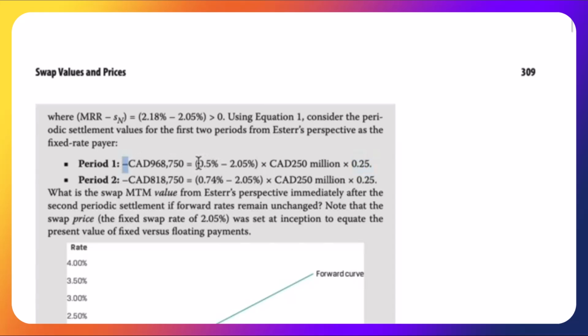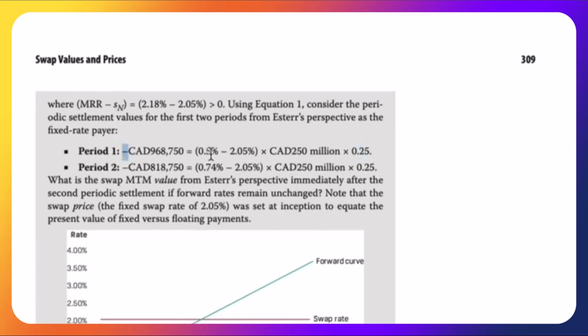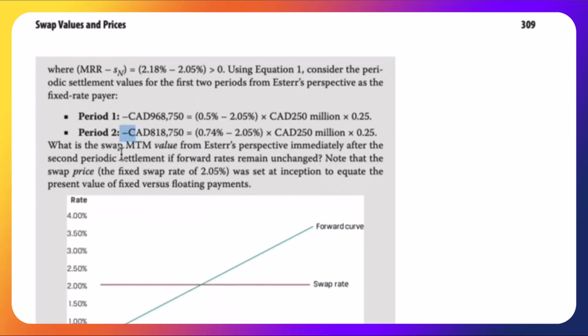We know we get a negative number because the floating rate minus the fixed rate, the term in brackets here, is going to be less than 0. The notional amount is always positive and time is always positive, so it's this term that determines whether the net payment is something we make or something we receive. Negative. We should see the same thing for the second period, right? There's your floating rate, 0.74. There's your fixed rate, 2.05. That's going to be negative 818,750. What is the swap mark-to-market value from Esther's perspective immediately after the second periodic settlement if forward rates remain unchanged?